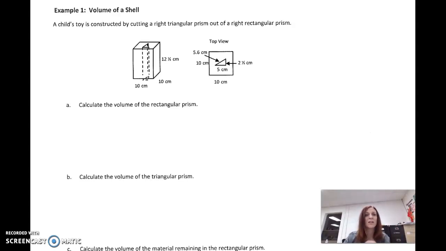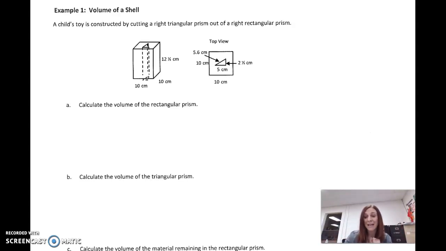So it says a child's toy is constructed by cutting a right triangular prism out of a right rectangular prism. So basically we have this box type thing, right? And there's a triangular piece missing out of all of it. It's not just one triangle, right? It's got some height to it, so that's why it's a triangular prism. But the same thing applies. If I can find the volume of this whole thing and then take out the volume of that triangular prism, I'll know how much volume is left.